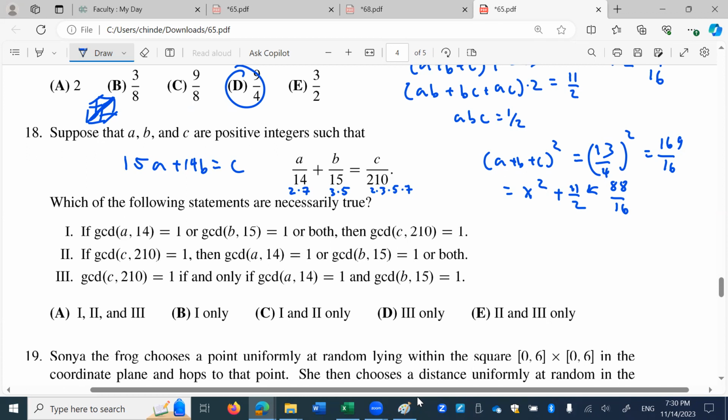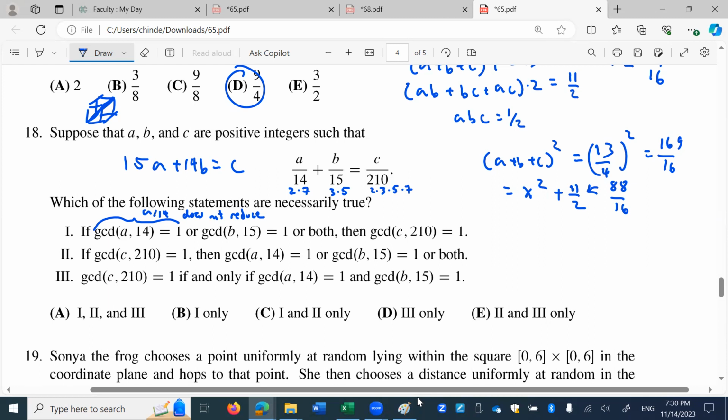GCD of a with 14 is 1. Another way of saying this is that a over 14 does not reduce. Right? GCD of b and 15 is 1, so the second fraction does not reduce. So if either of these is true or both are true, then this fraction does not reduce.